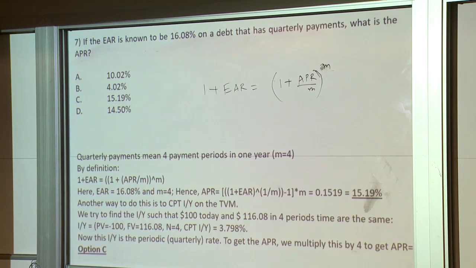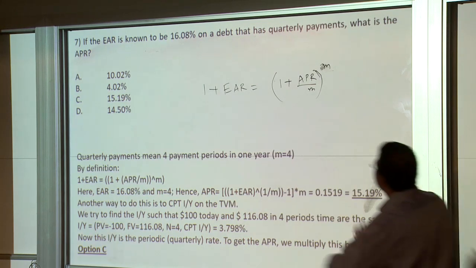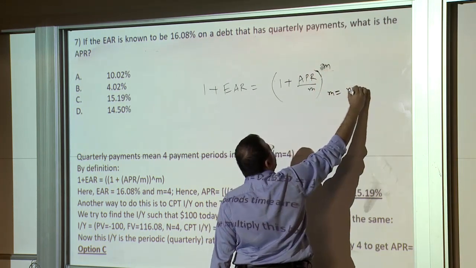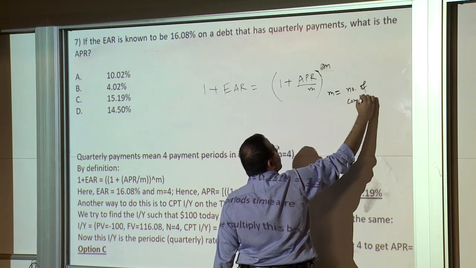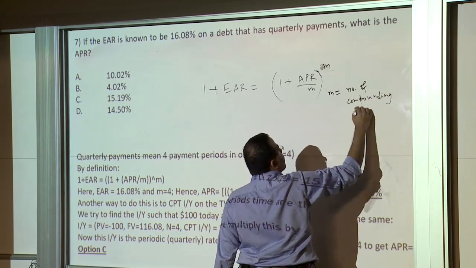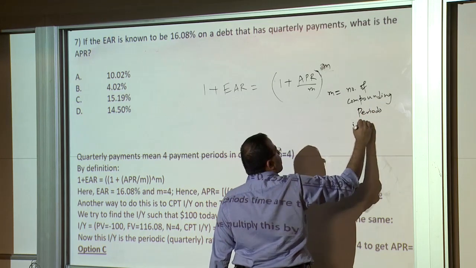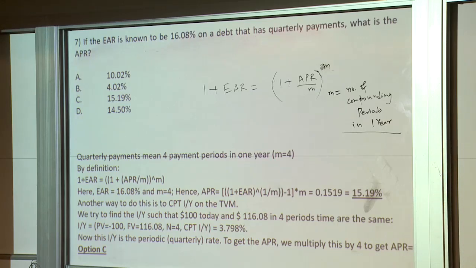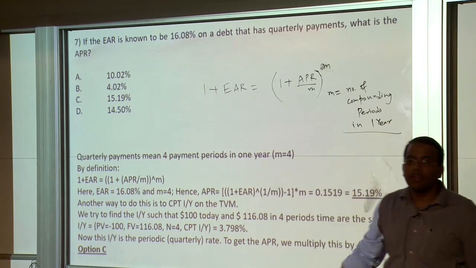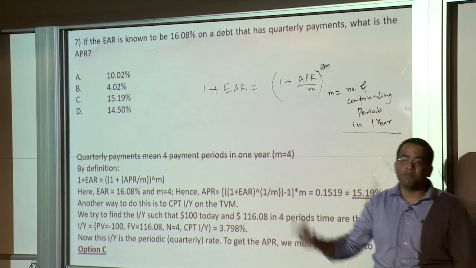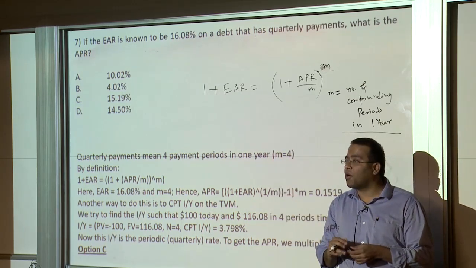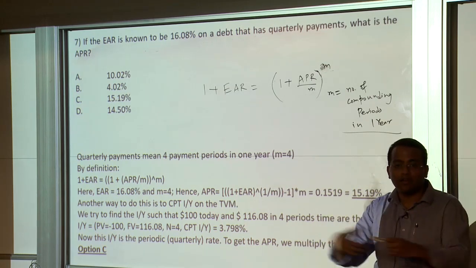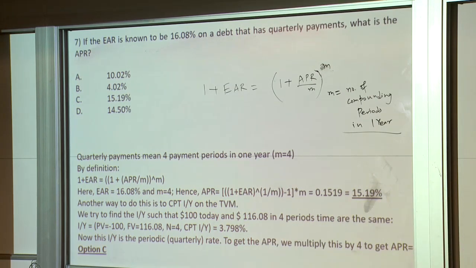Is it M? Excuse me. I'm sorry? M. Yeah. Stands for monthly payment? M stands for the number of compounding periods in 1 year. So if it's quarterly compounding, then M is equal to 4. If it's semi-annual compounding, then M is equal to 2. If it's monthly compounding, then M is equal to 12. That's the number of compounding periods in 1 year.